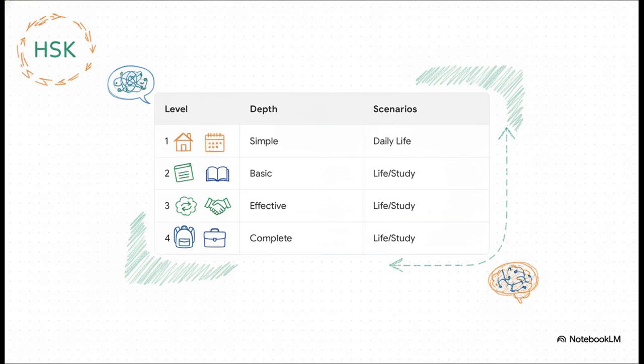Let's break those levels down a bit and really notice how the depth of communication builds over time. At level 1, you're handling simple communication for basic, daily life scenes. Then, by level 2, that expands to basic communication across life, study, and work scenarios. When you hit level 3, the standard bumps up to effective communication, and by level 4, you're straight up engaging in complete and coherent exchanges. It's this beautiful, steady, deliberate buildup.